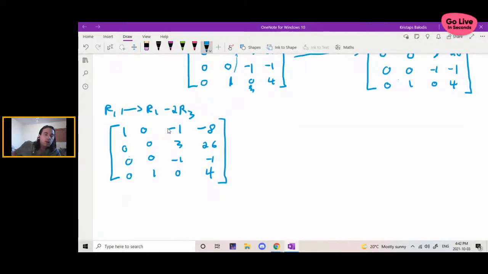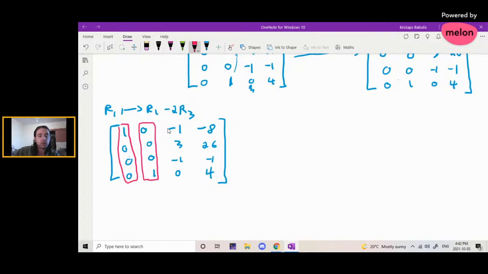Okay. And then I look to my next one, and I've got in the first column my leading one and everything else is equal to 0. In the next column I've got my leading one and everything else is equal to 0. In my last column, I want to get my leading one here. So I look, well, it's either going to be this 3 or this minus 1. And just the way I think, personally, this seems closer to being 1. So I'm going to multiply row 3 by minus 1, so row 3 becomes minus 1 times row 3.